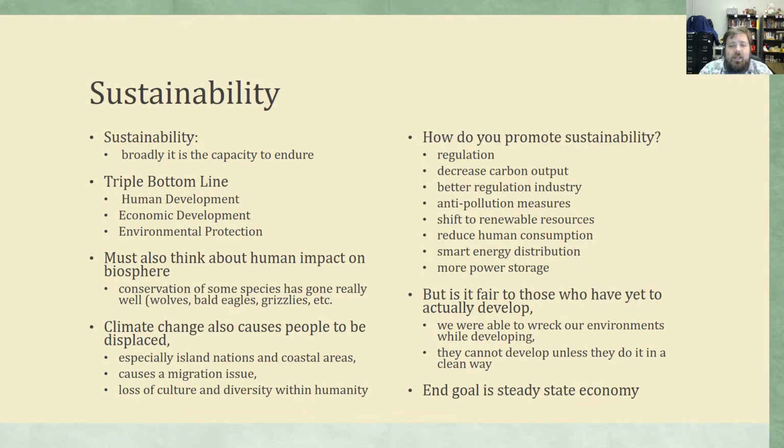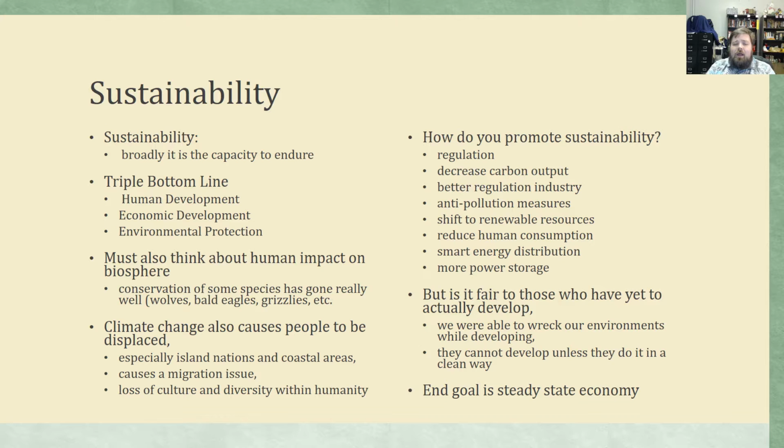Well, this really comes down to this question of sustainability, right? Now, when we talk about sustainability, what are we dealing with? Well, broadly speaking, it's the capacity to endure. It's the ability to keep going, right? We want to be able to create a civilization that is able to endure. And what this translates to in the international sphere is the creation of something called the triple bottom line.